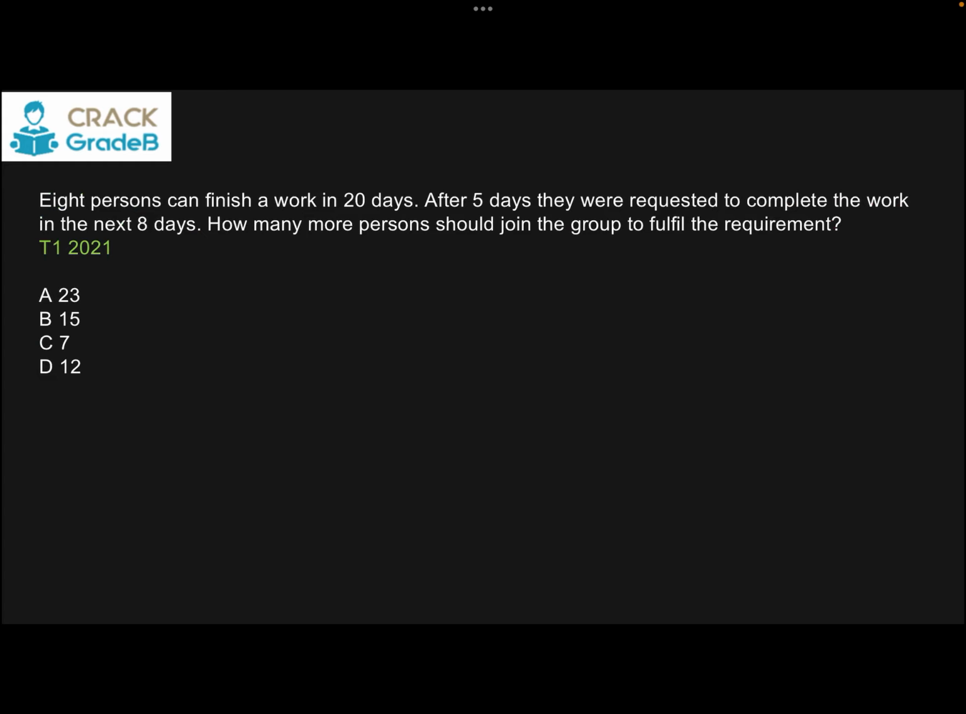Okay, let's see one more. 8 men can finish a work in 20 days. After 5 days, they were requested to complete the work in the next 8 days. How many more persons should join the group to fulfill the requirement? Now this is a type 1 question. We can just solve this as a practice. 8 men can finish the work in 20 days. So if I say 1 person does 1 work per day, 8 men are doing 8 works per day. And in such a way, if they can finish the work in 20 days, that means the total work is 8 into 20, that is 160.